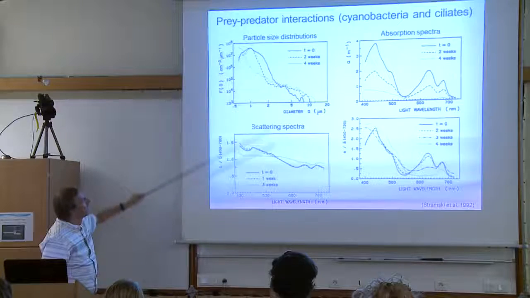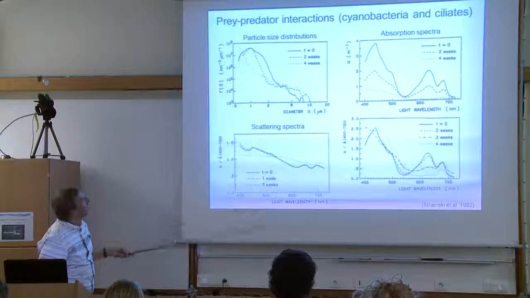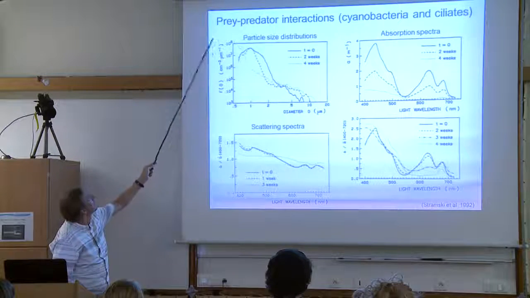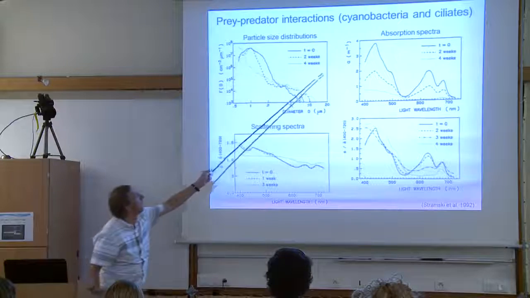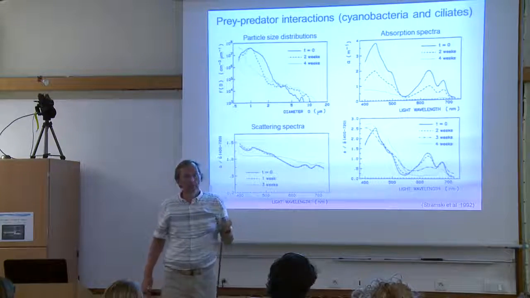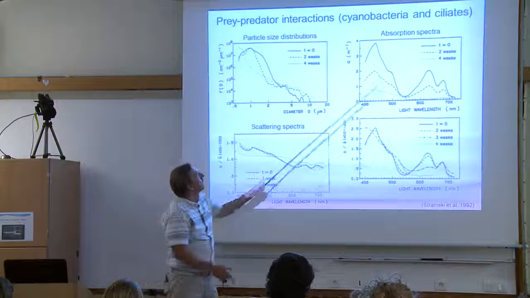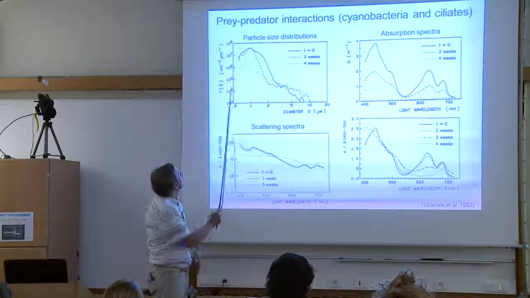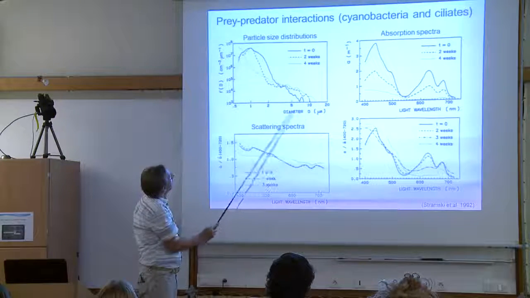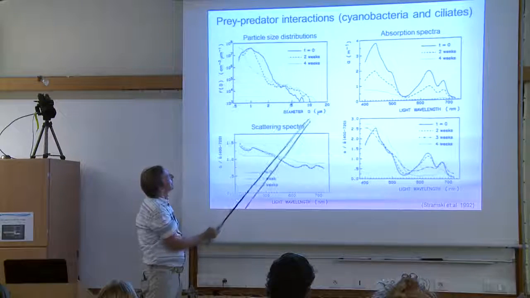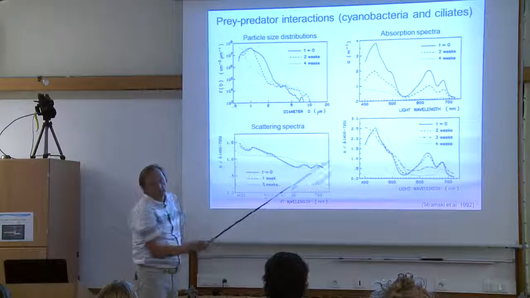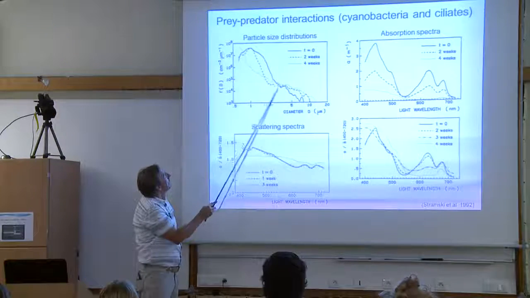This is an example of a lab experiment in which two groups of organisms were used, cyanobacteria as prey and ciliates as predators. This is a 1 micron cell. These are the microzooplankton particles, about 30 microns in size. They were eating these cells, and you start the experiment with a size distribution that looks like this. These are the cyanobacteria present in your suspension. Then after 2 weeks and 4 weeks, you see how they disappear from the suspension. So basically, they're all gone.